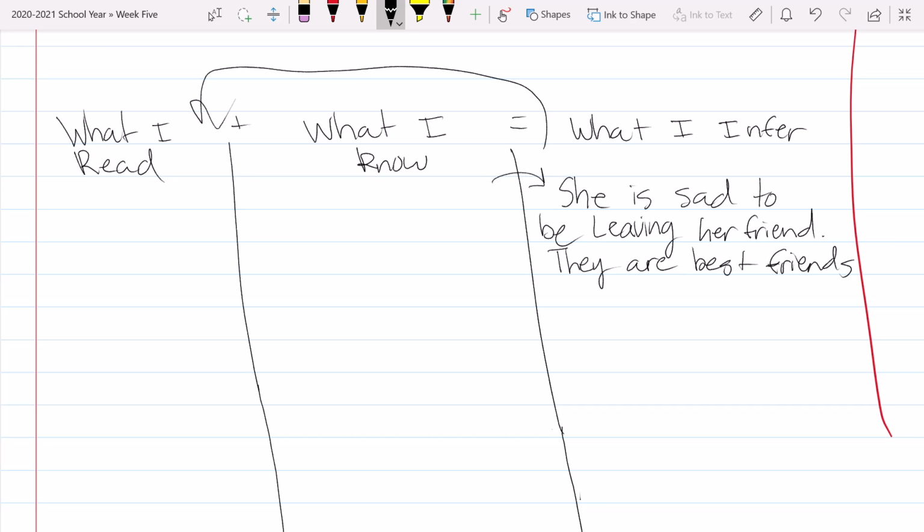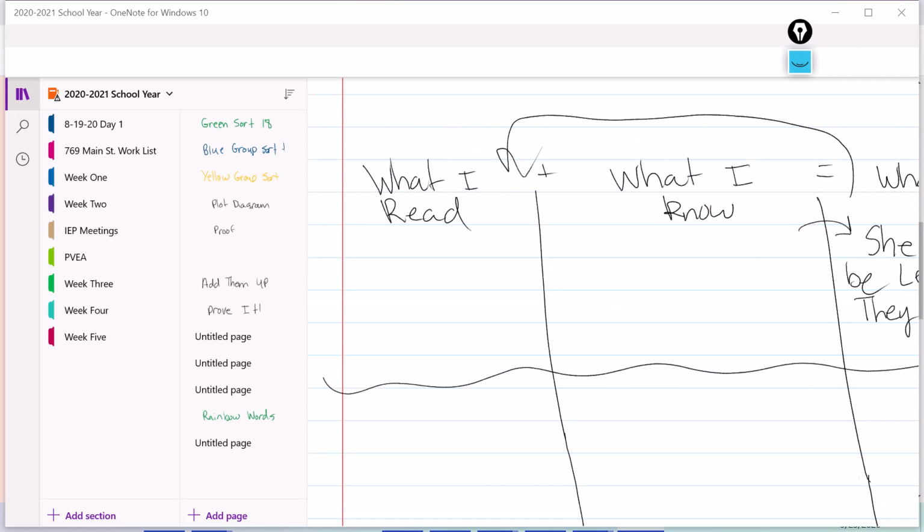Now, what you need to do is write down what you read that made you think she's going to be sad, and what you know about what you read that made you think that. Write down, I know she's going to be sad, right? All right, that's number one. You've got some work to do. What about number two? I won't give you this one, but what's number two?